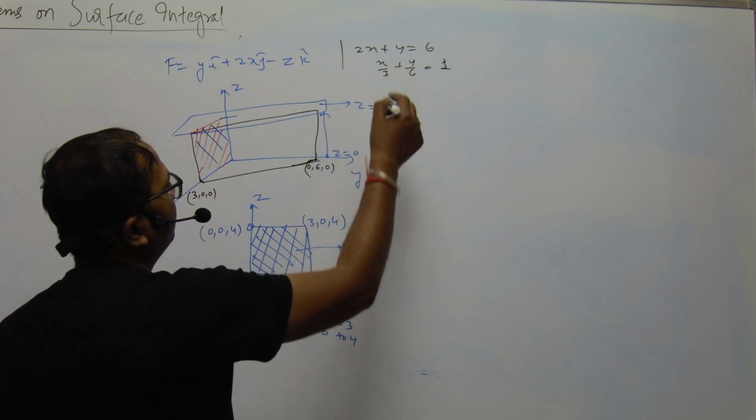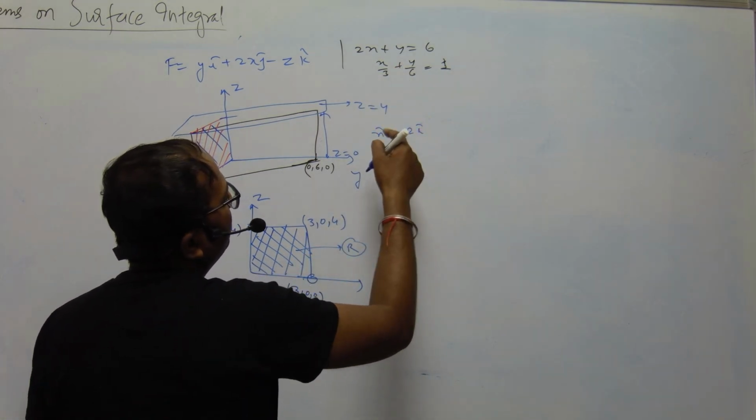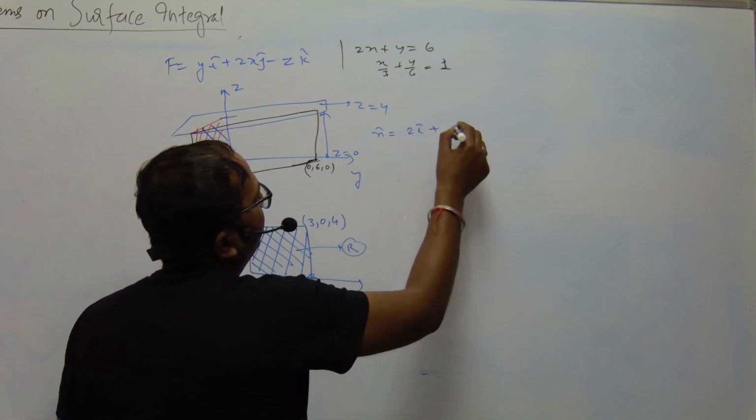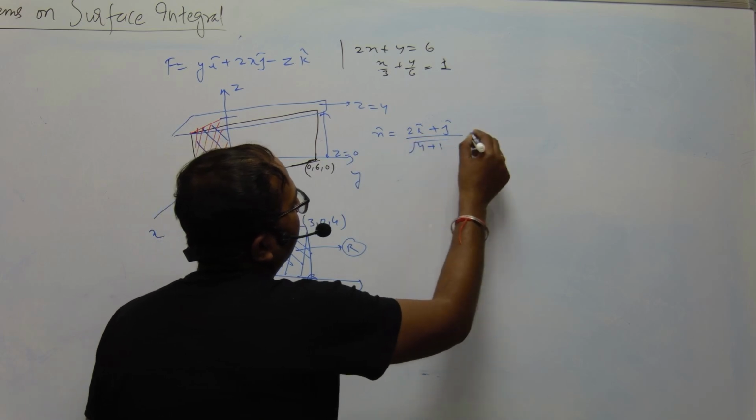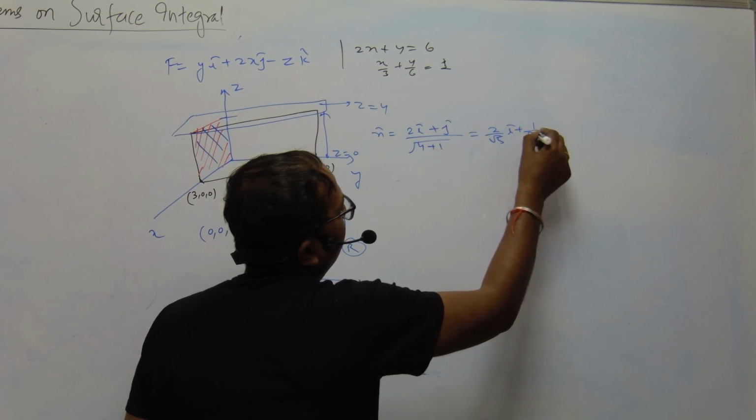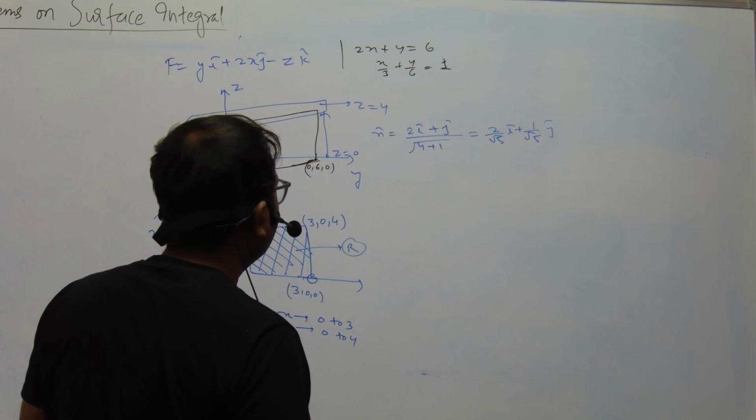How can we find the value of n cap? n cap is equal to del phi upon mod del phi, which is 2j cap plus i cap upon root under 4 plus 1, that is 2 upon root 5 i cap plus 1 upon root 5 j cap. Okay, this is the value of n cap.